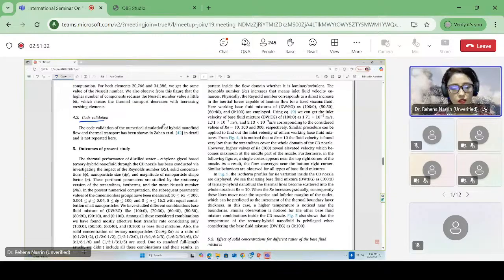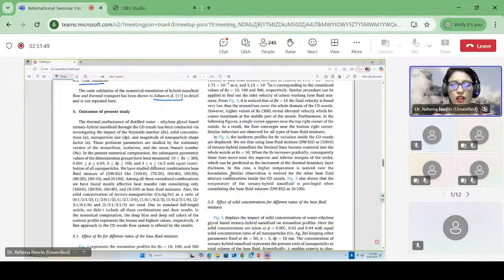The code validation part is not shown here. We call a paper, our paper. In this paper, the code validation part is shown elaborately. That's why we do not repeat it here.